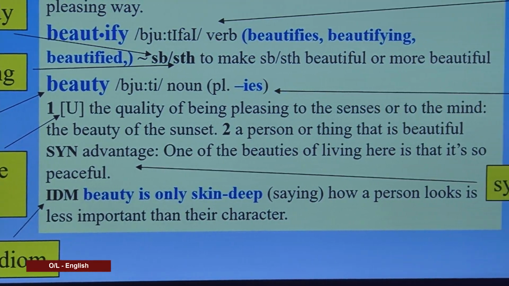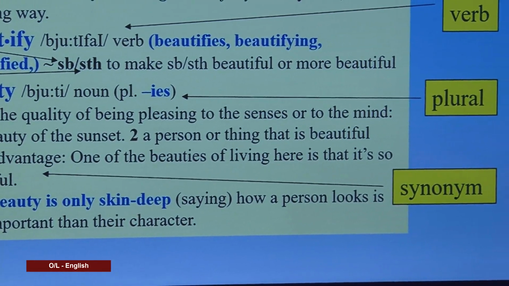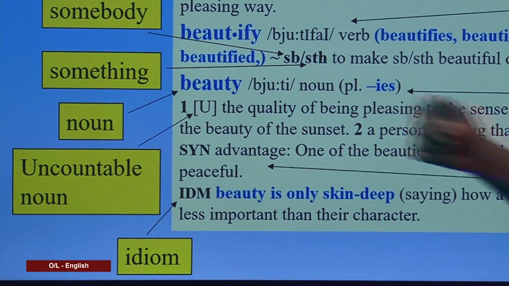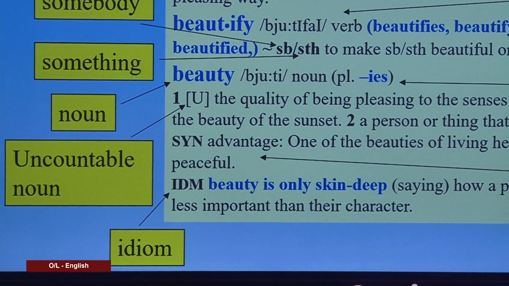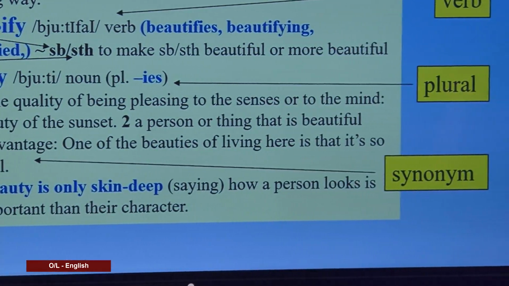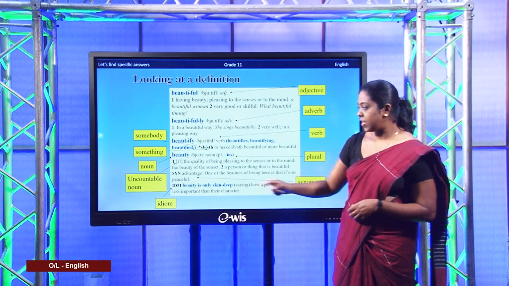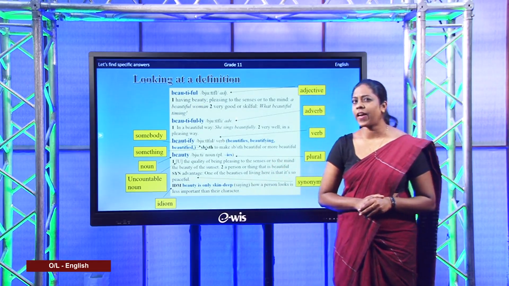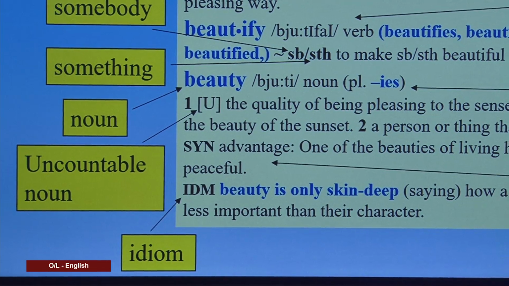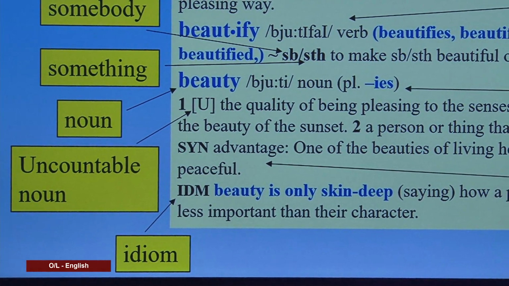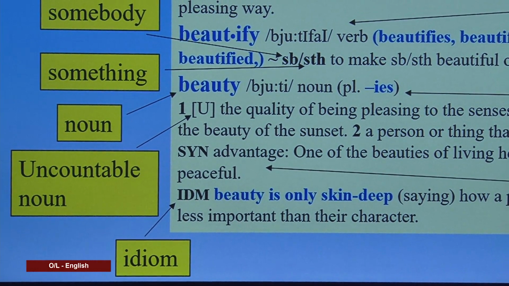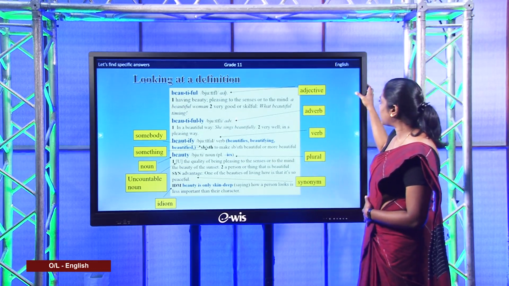PL stands for plural. You can also see another abbreviation here, that is SYN. That stands for synonym. You know what a synonym is? Similar words. And if you come down here, what do you see there? Another 3 letters, IDM, and that stands for idiom. Do you know what an idiom is? Don't know? Refer to the dictionary. Let's get back to the questions now.